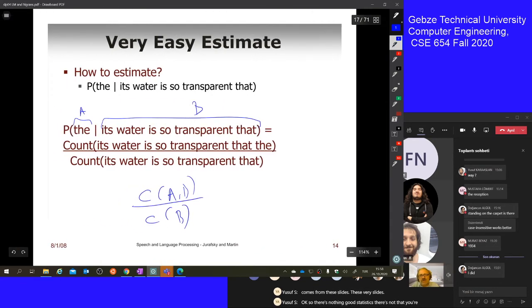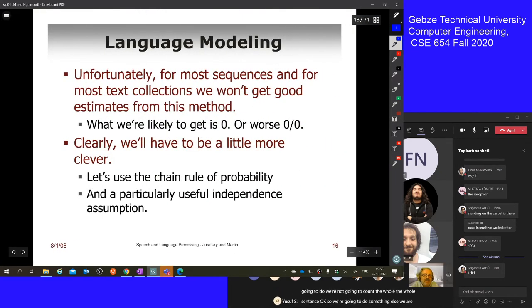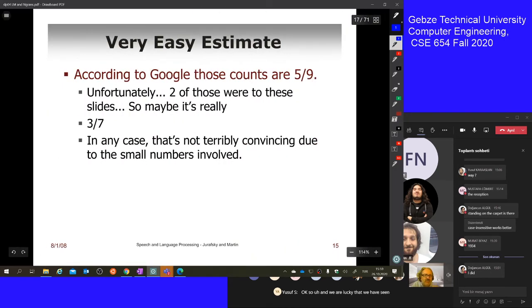We are not going to count the whole sentence. We are going to do something else. We are going to do some probabilistic approximations, and we are going to do some mathematics. And we are lucky that we have seen this sentence before. Most of the time you won't be able to see the sentences.